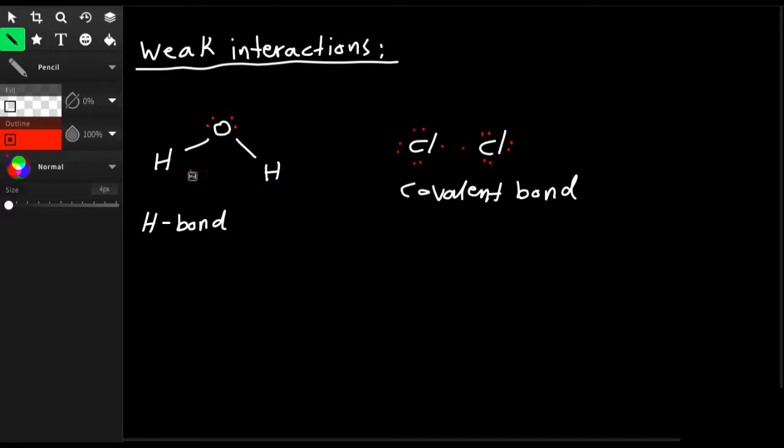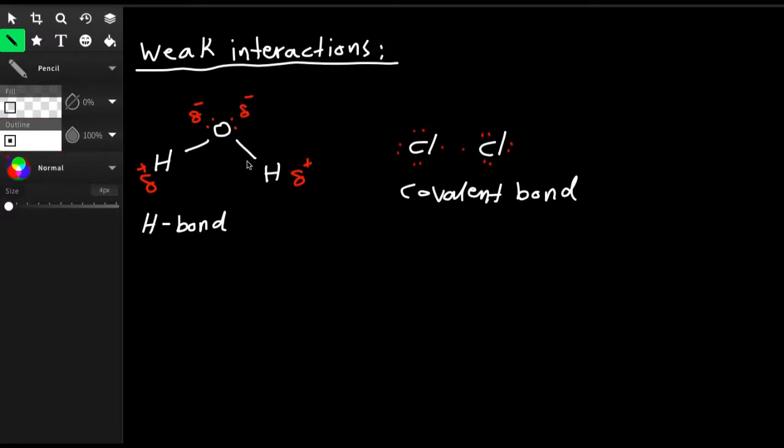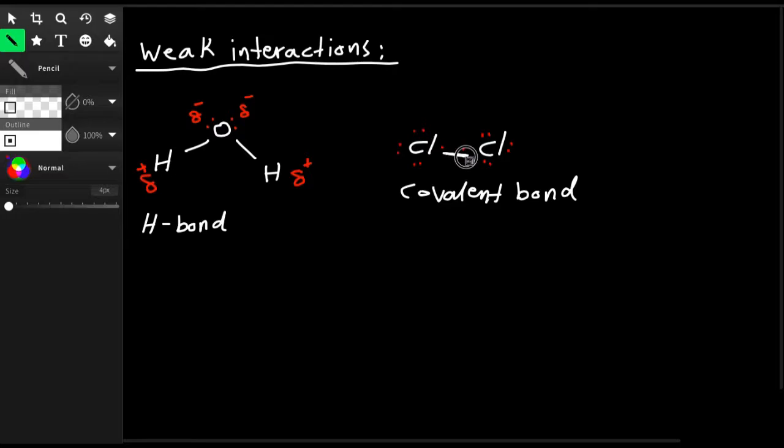Each of these hydrogen atoms has a partial positive charge, and each of the lone pairs on the oxygen atom has a partial negative charge. The bond between the oxygen and hydrogen is a weak bond and it's longer, and the bond between the chlorine atoms is a stronger bond and shorter. Therefore, this bond needs more energy to break down, and for this one, it needs less energy to break up the bond.